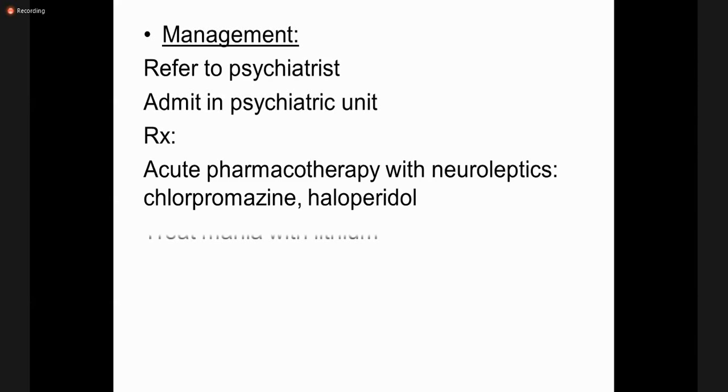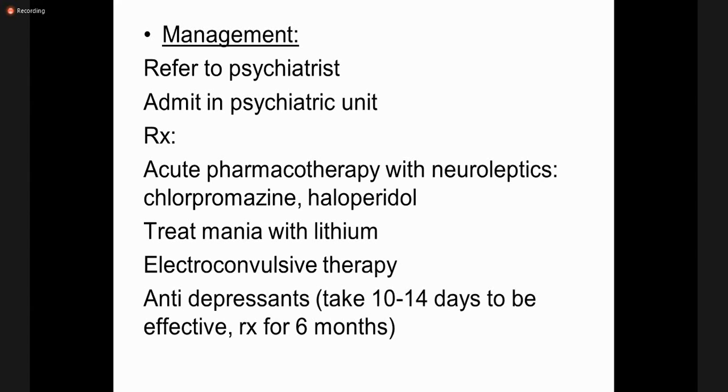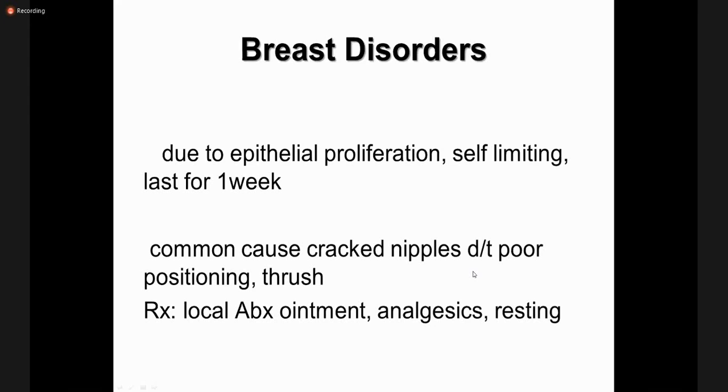So you have to treat these patients by admitting them. You should refer them immediately to the psychiatrist. They should be admitted in a psychiatric unit, and the treatment is acute pharmacotherapy with neuroleptics like chlorpromazine and haloperidol. If the patient is having manic attacks, you should treat with lithium, electroconvulsive therapy, and an antidepressant. If you start an antidepressant, it takes 10 to 14 days to be effective, and you have to give the treatment for 6 months.